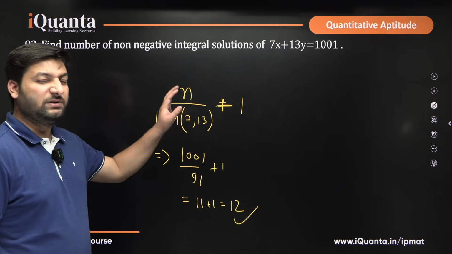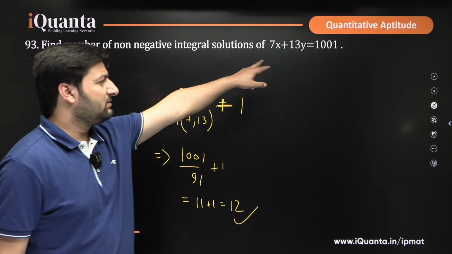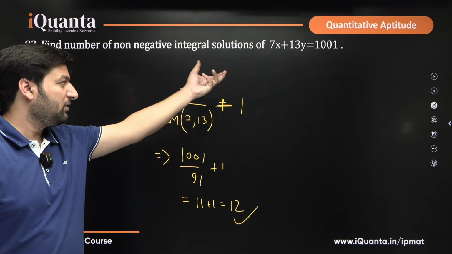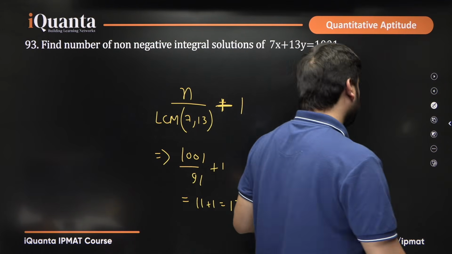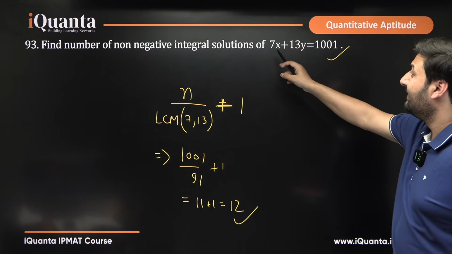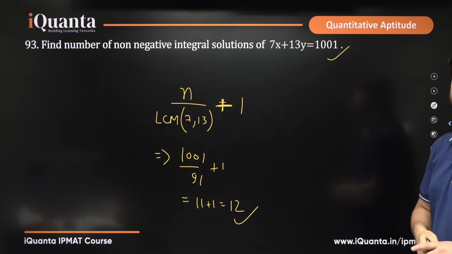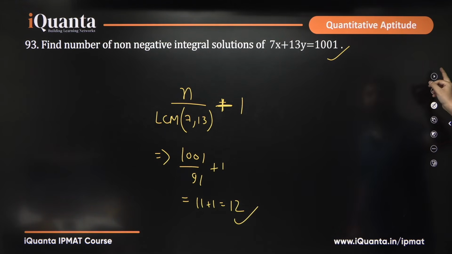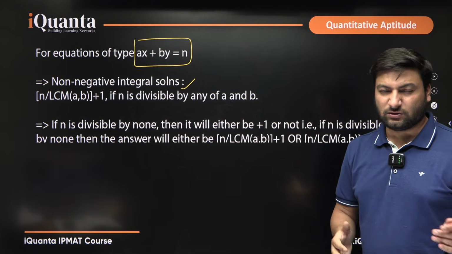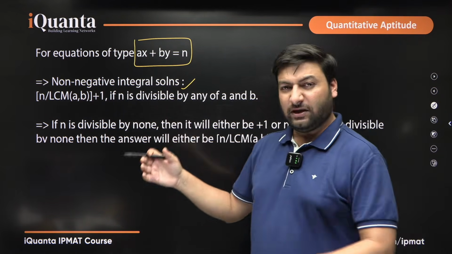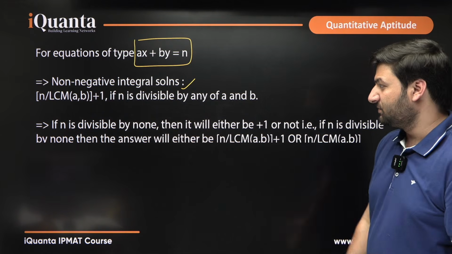Sure, this will be the answer. If you have such equations ax plus by equal to n and you need non-negative integral solutions, you can apply this. I hope this is clear. But now let us talk about problems where a and b do not divide the number on the right hand side. For them, let us go to a shortcut first, and we will also go by the conventional method, the AP method, the difference in values method.